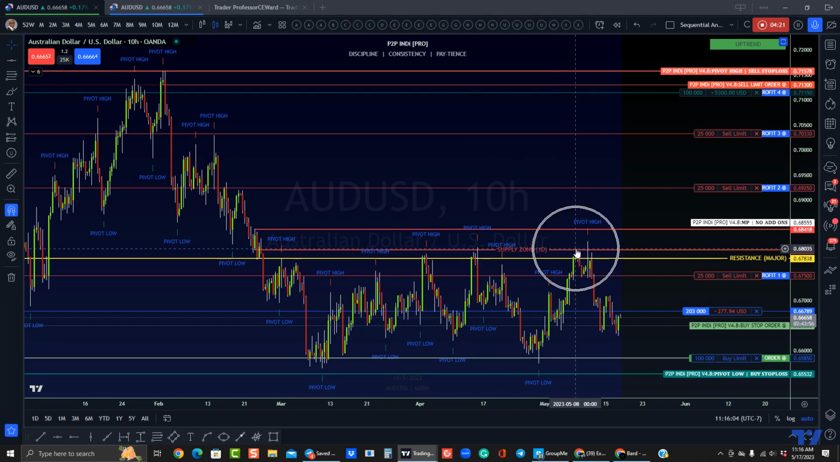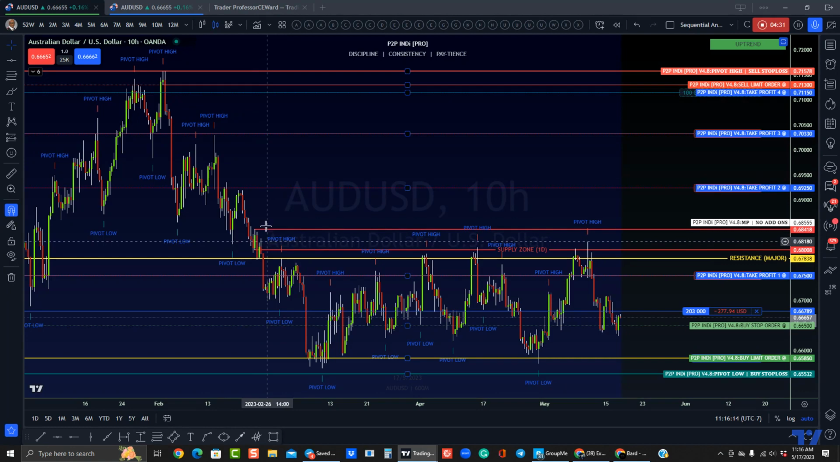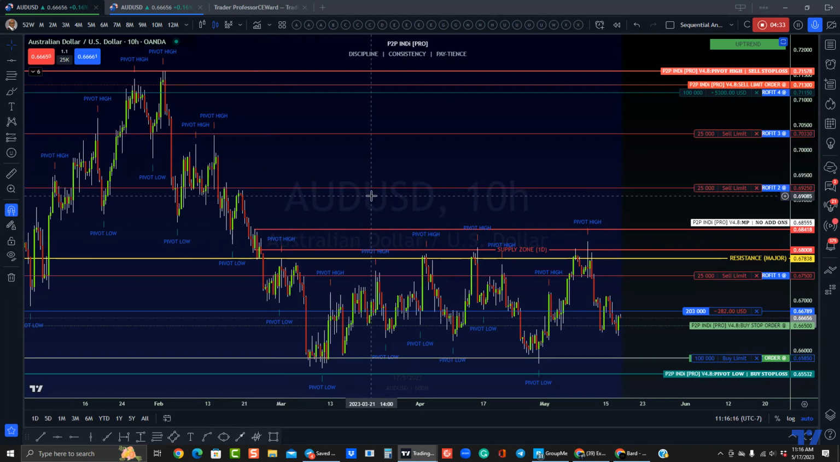So we have 1, 2, 3. The moment you get at least 3 touches inside of an area, that's considered gentleman's rule. And that being said, this should be eaten up. And so I'm expecting a continuation or a breakout to the upside. And that's why I'm putting my TP2 higher at 69.25.